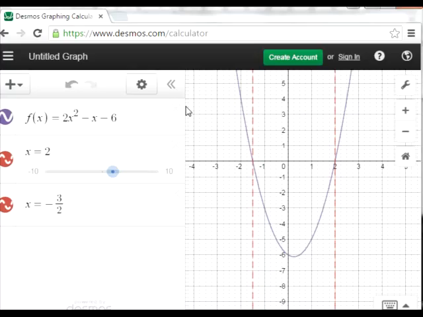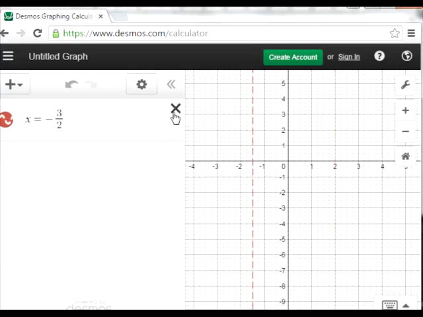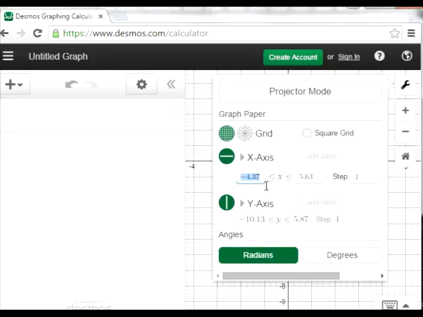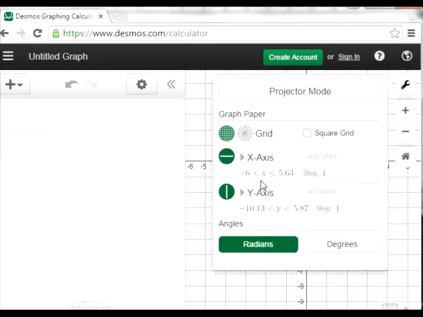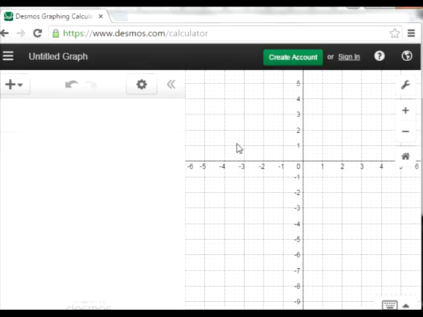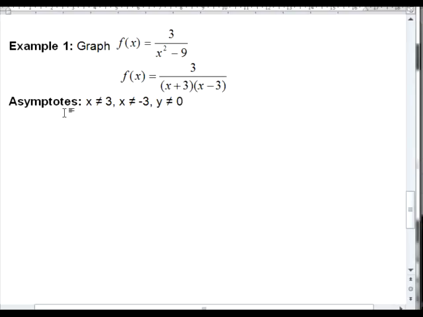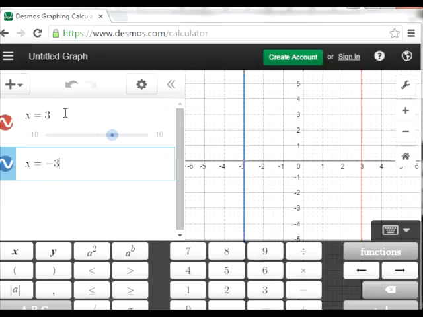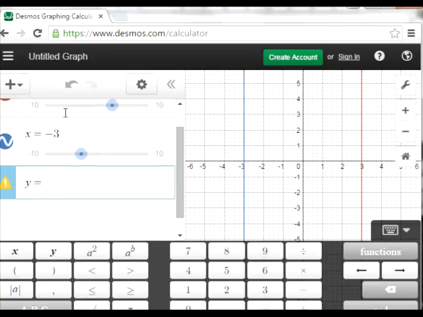I'll go back to my lovely graphing program here. I'm going to delete all these graphs. Okay, and there's 3 and negative 3. I'm going to make this maybe a little bit wider. Not real wide, but maybe to negative 6 and 6. Okay, let's go back here. So I'm going to put my asymptotes in here. I'm going to say x equals 3, x equals negative 3, and y equals 0.